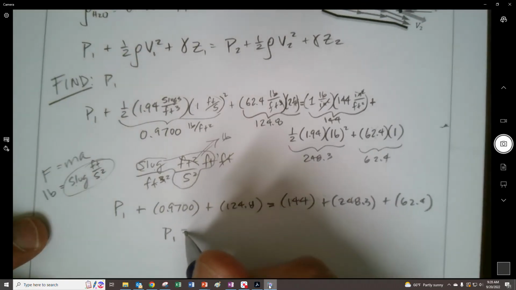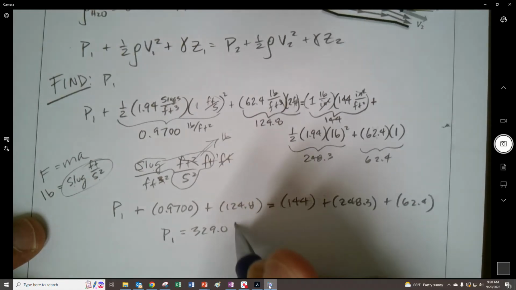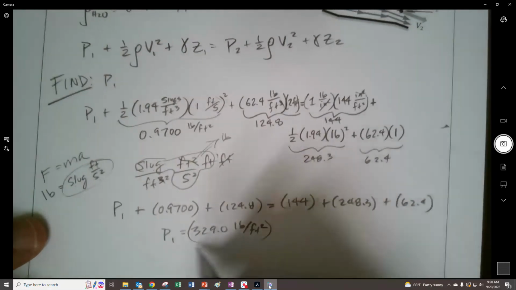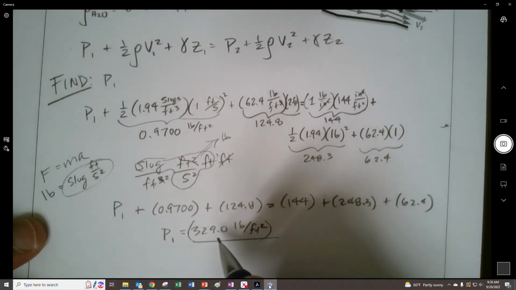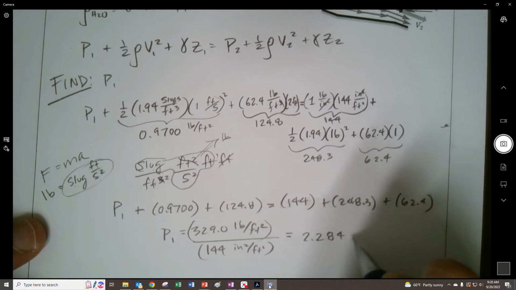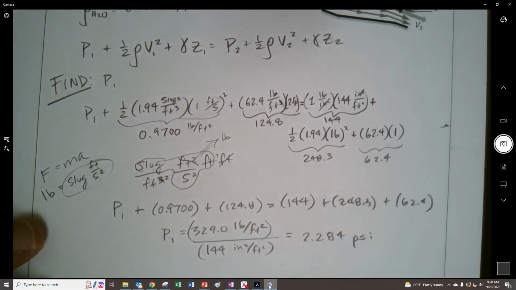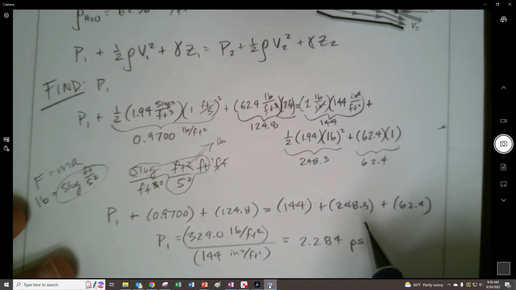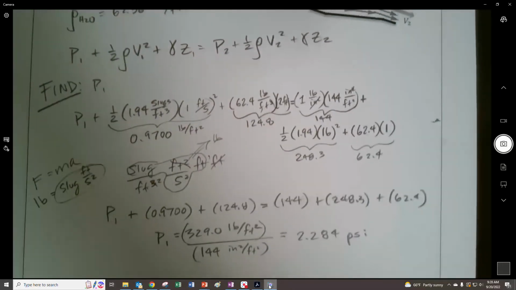turn out to be 329 pounds per square foot. And because that's not really the units we use for pressure most of the time, we'll divide by the 144 inches squared per foot squared and have it equal to 2.284 psi. And we can assume this is psig because it's a pretty low pressure right here. We're not talking about the absolute. But we're going to reflect a little bit onto what we're seeing here.